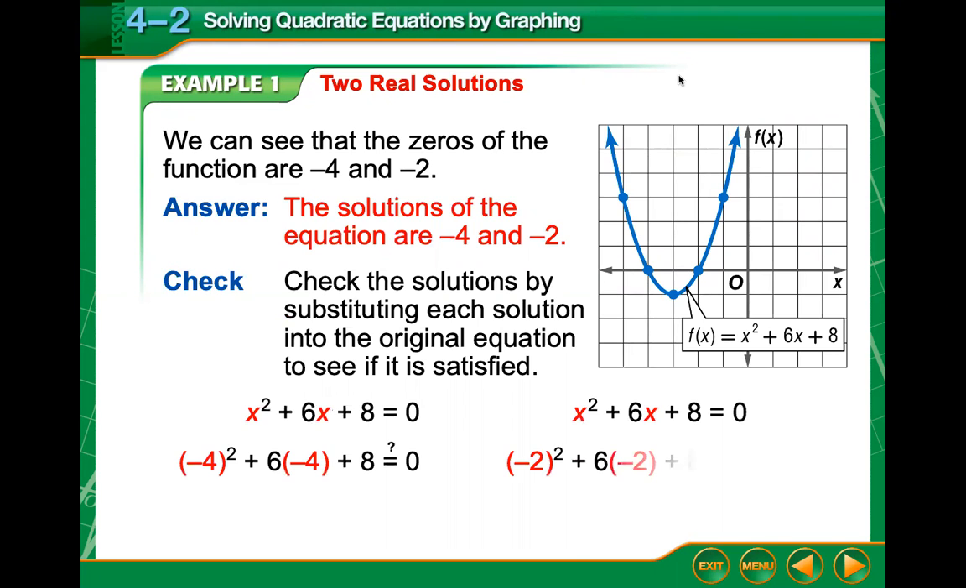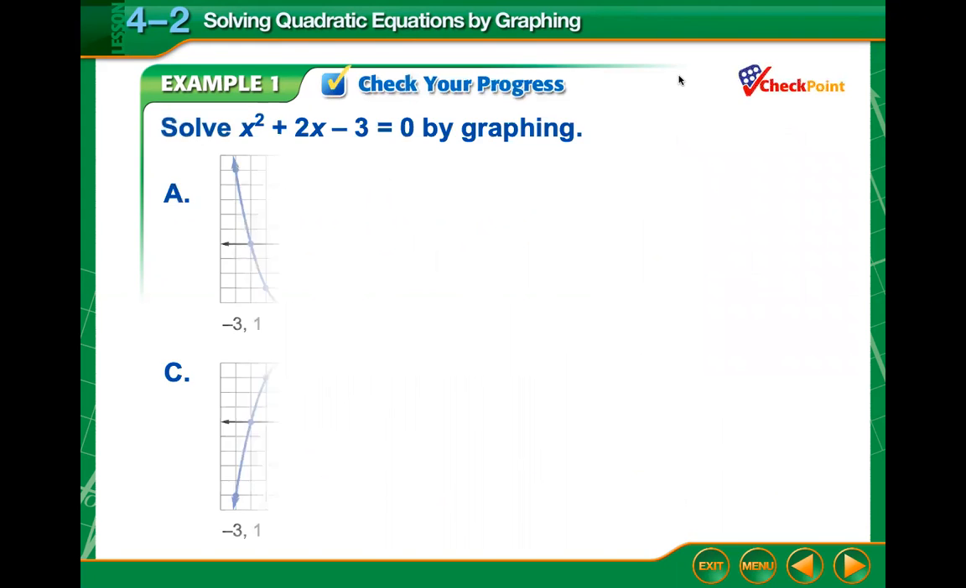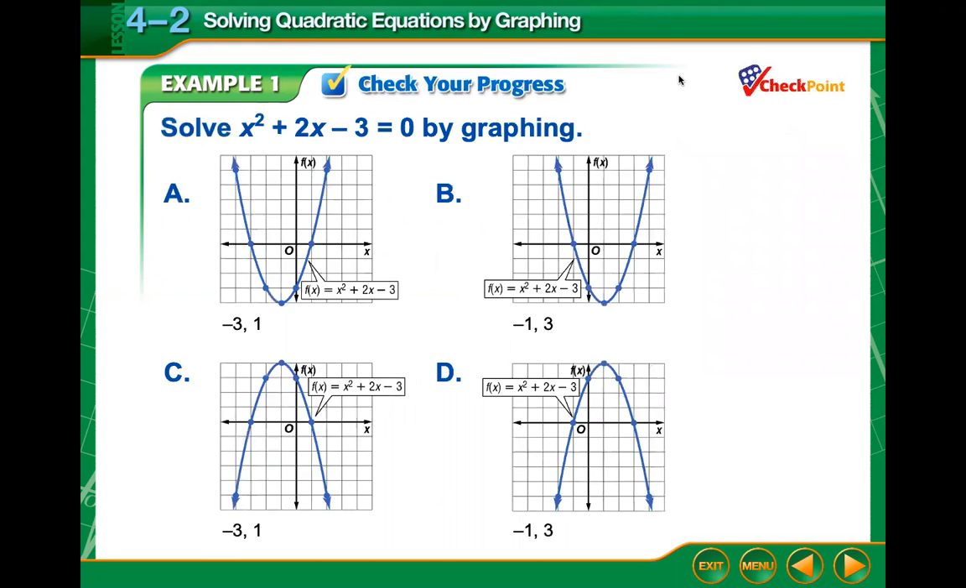We can also check this by plugging -4 and -2 into our original equation and making sure we get a true statement of 0 equals 0, which we do. So go ahead and try solving x squared plus 2x minus 3 equals 0 by graphing.